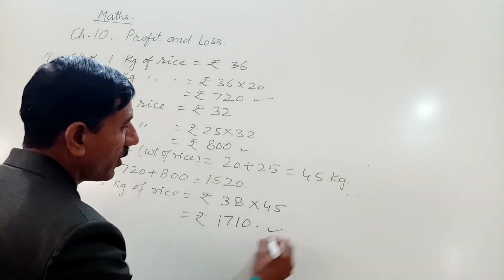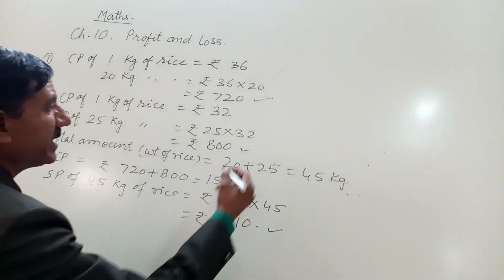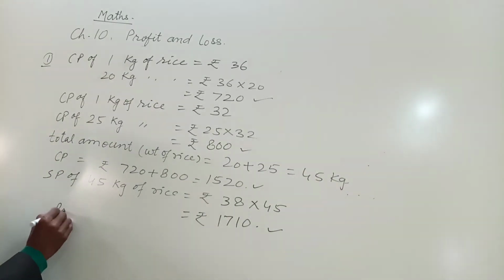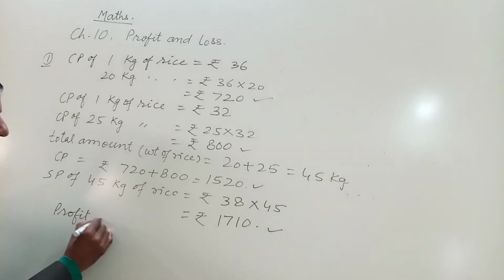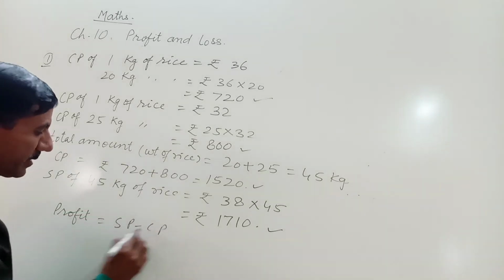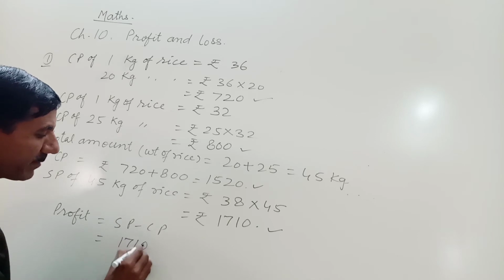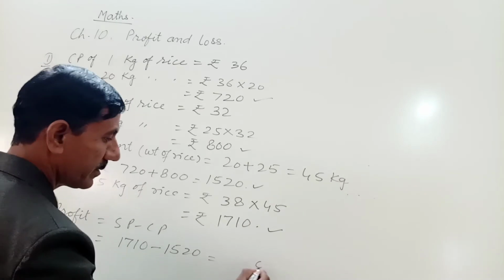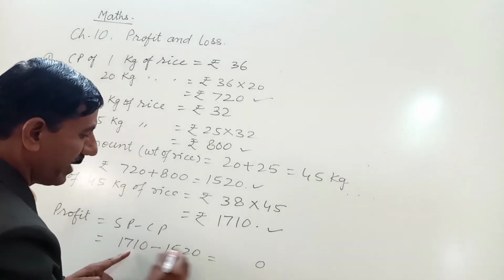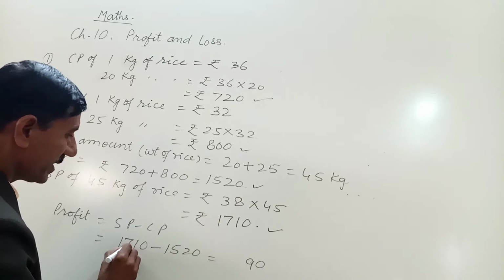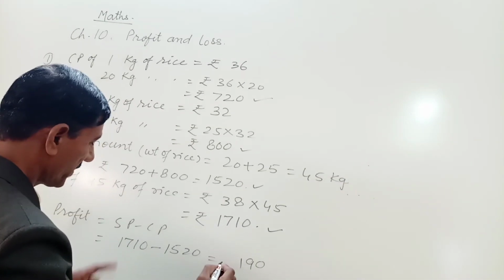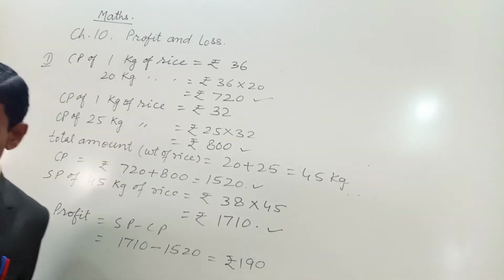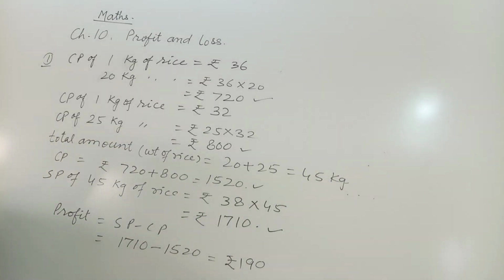Now the SP of rice is more than the CP of the rice, so we get profit. Profit is equal to SP minus CP. 1710 minus 1520. We get rupees 190 as the profit.